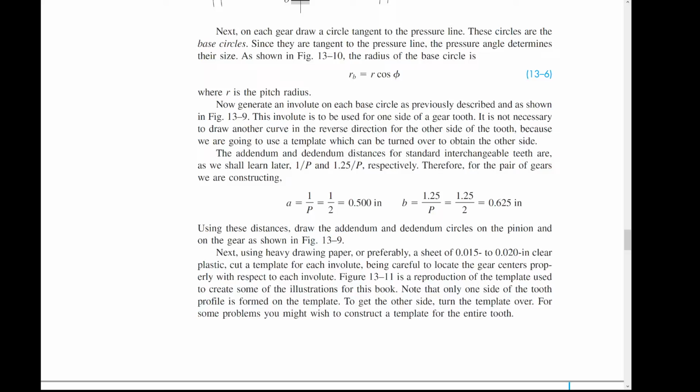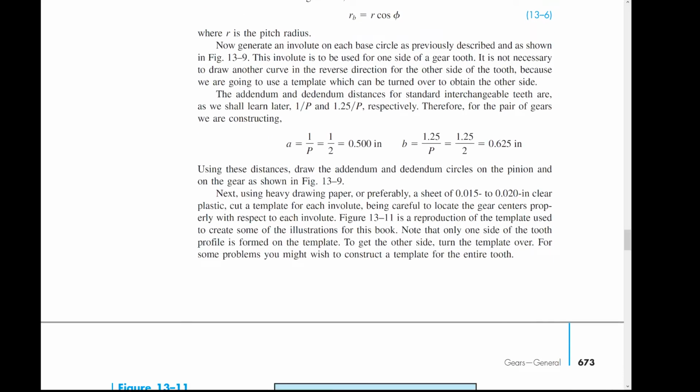Inconsistency in significant figures. I tell you, I'm very disappointed. B equals 1.25 over p dot. Oh, I'm not consistent with my p dot. So hopefully you are looking and not just listening. 1.25 over 2 equals 0.625 inches. Using these distances, draw the addendum and dedendum circles on the pinion and on the gear shown in figure 13.9.